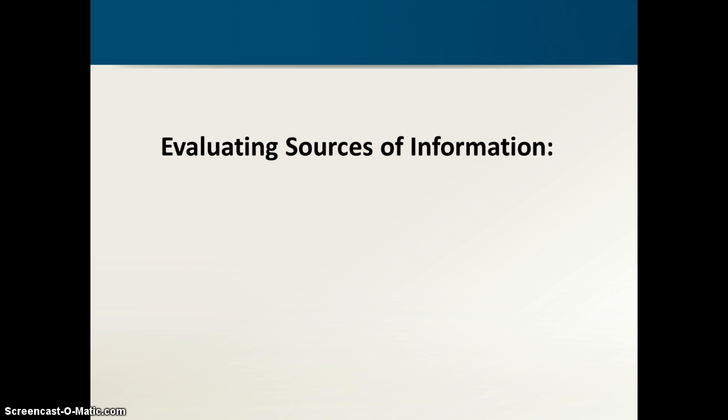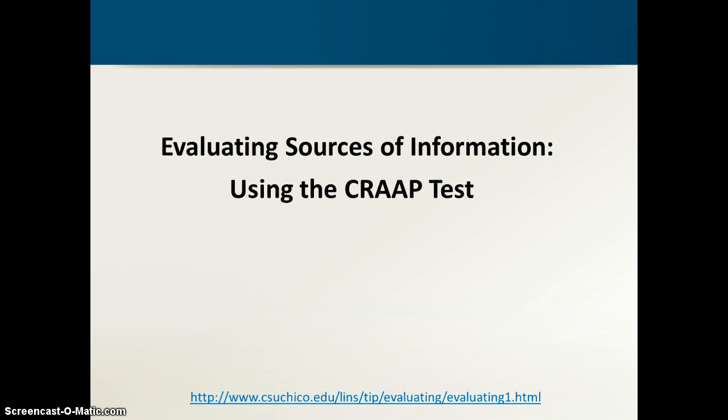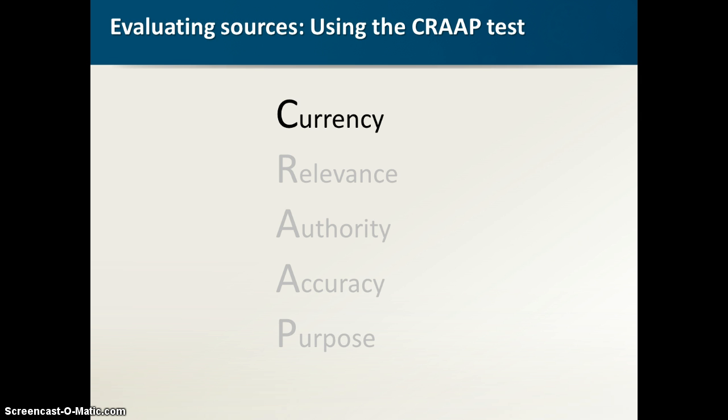So the method that we're going to be using for evaluating sources is something called the CRAP test. And I so wish I could take credit for creating that acronym, but I cannot. It was actually designed by librarians at Cal State University in Chico. And the acronym CRAP stands for Currency, Relevance, Authority, Accuracy, and Purpose.